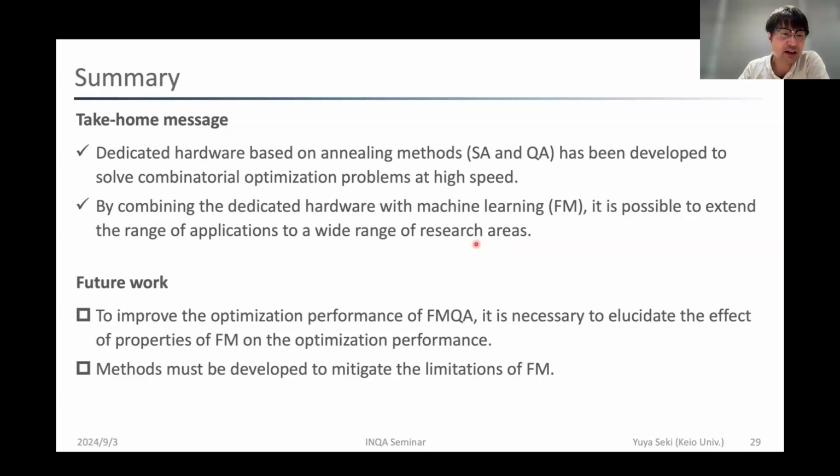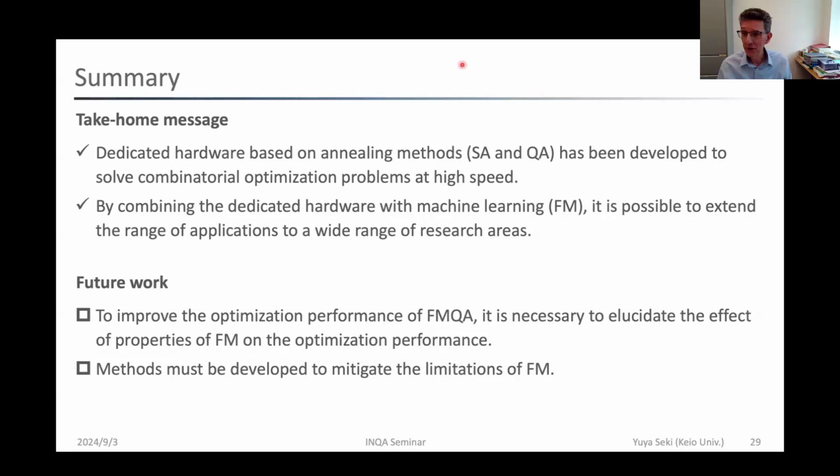But we still have problems in this method. For example, we need to improve the optimization performance of FMQA because sometimes FMQA cannot find the optimal solutions, as I mentioned in the last slide. And there is a limitation in the factorization machine itself because it has a very simple model equation. Sometimes it is difficult to estimate the data obtained by black box functions. So we need some method to improve the training performance of machine learning models. Okay, thank you very much.